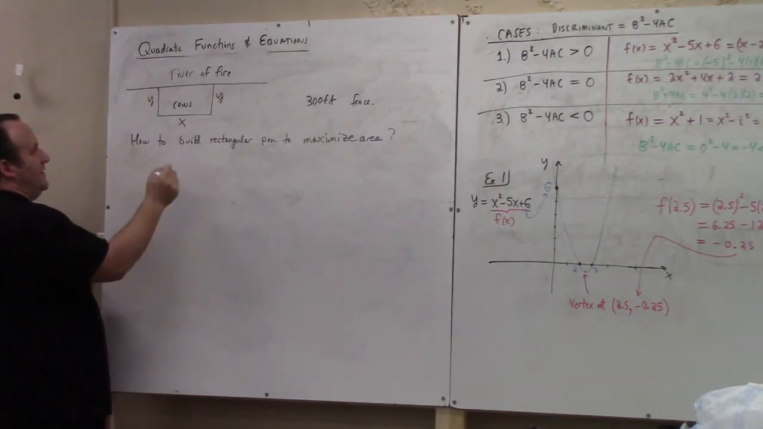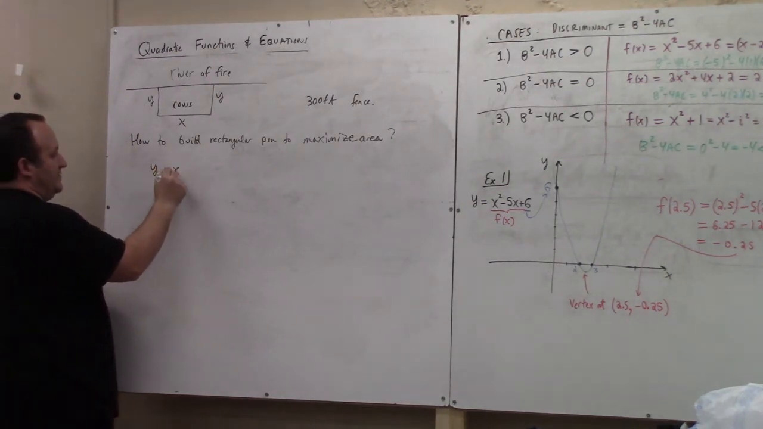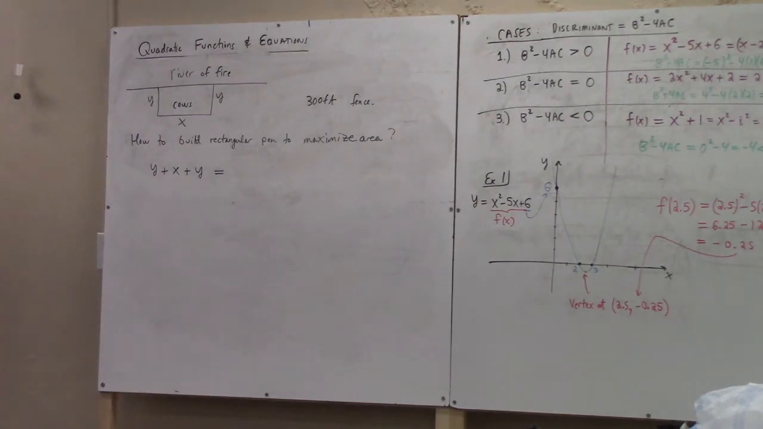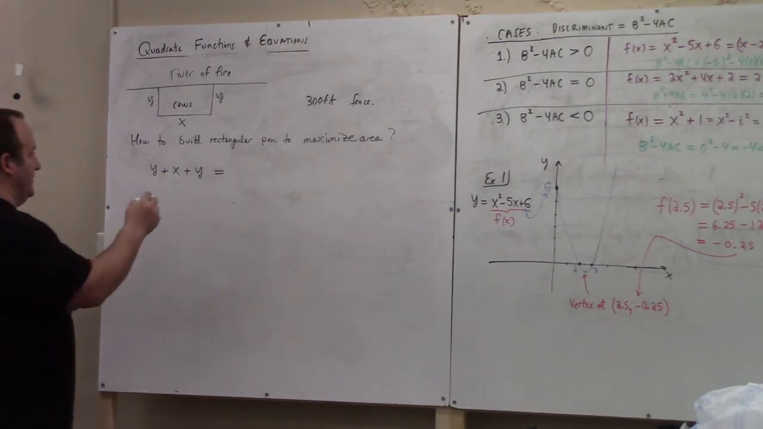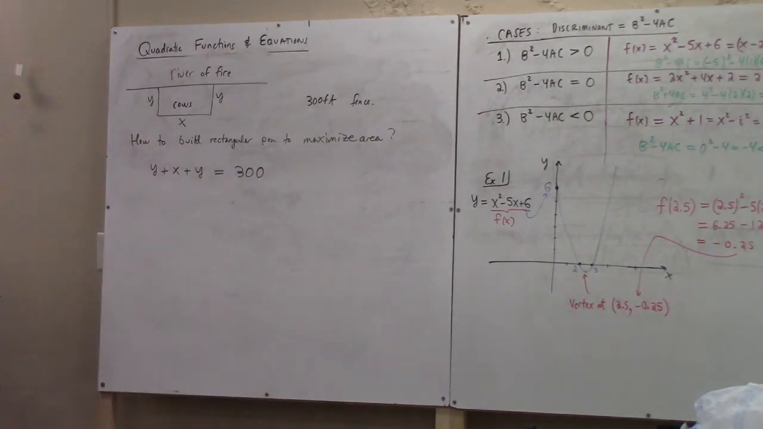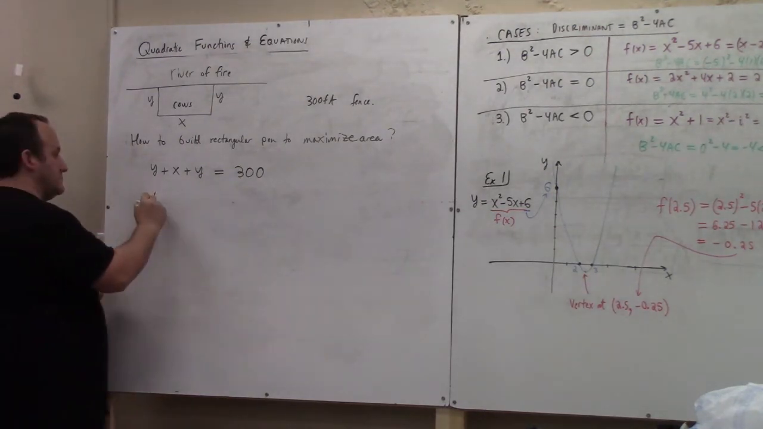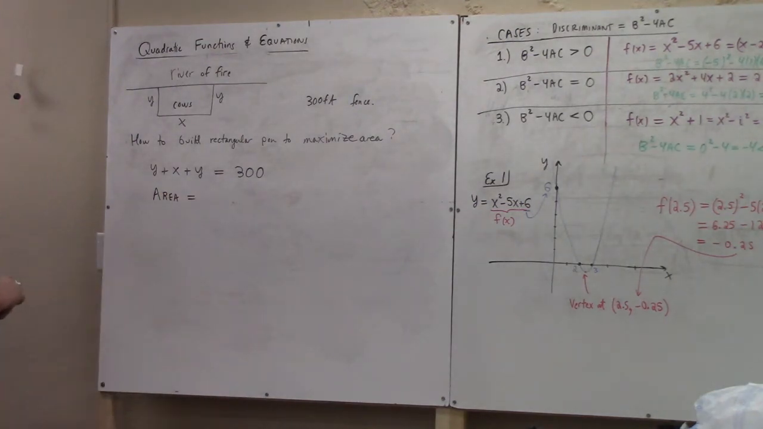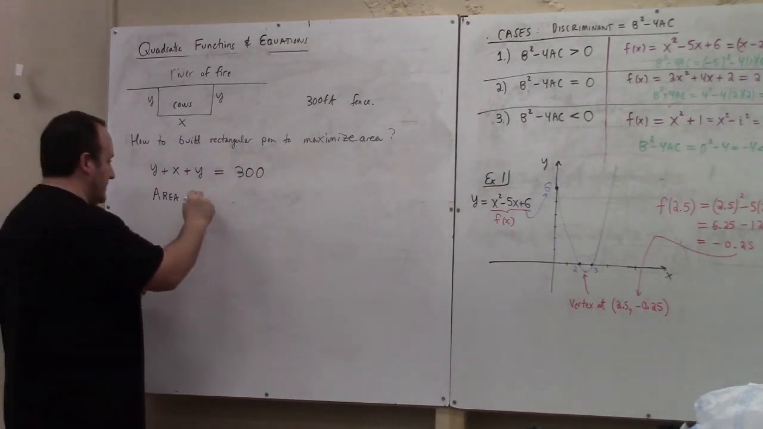And so we know a couple things. y plus x plus y equals what? 300. Yeah, 300, because we're using 300 feet of fence. So I'll just say 300 and understand we're working in feet. And what's the area equal to? The area of the rectangular pen is the length times the width. It's x times y in this context.